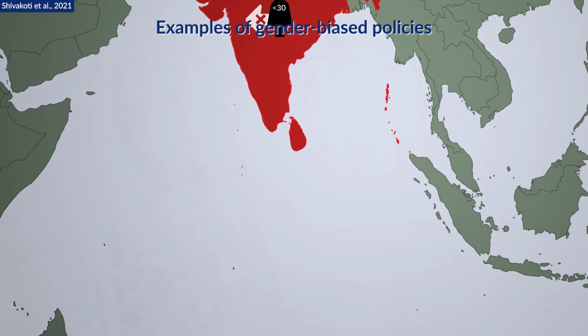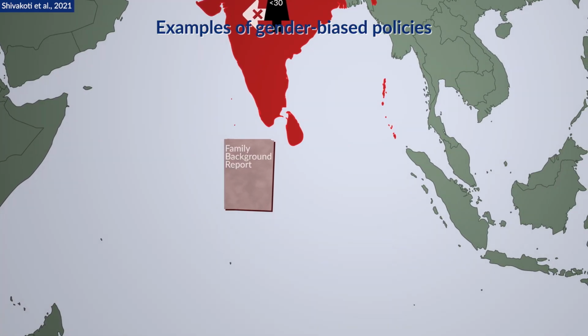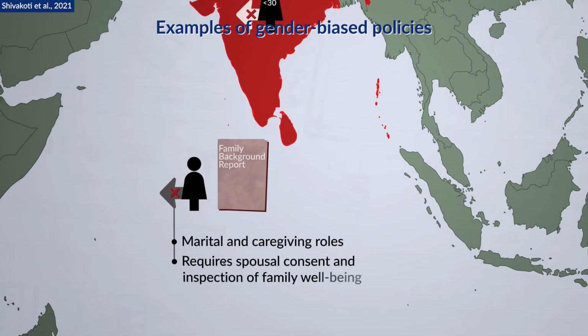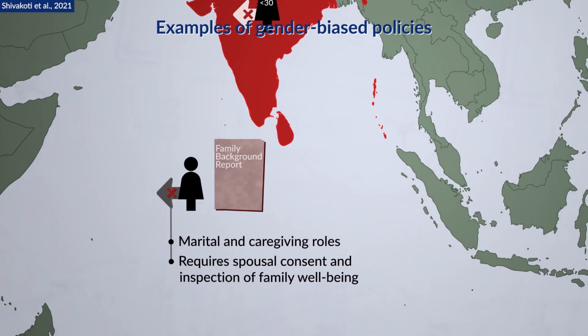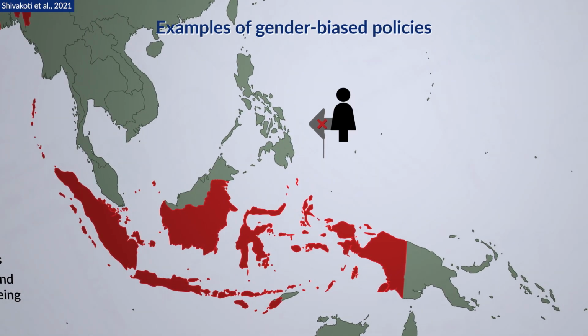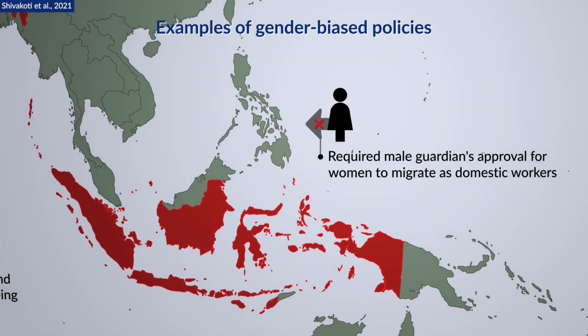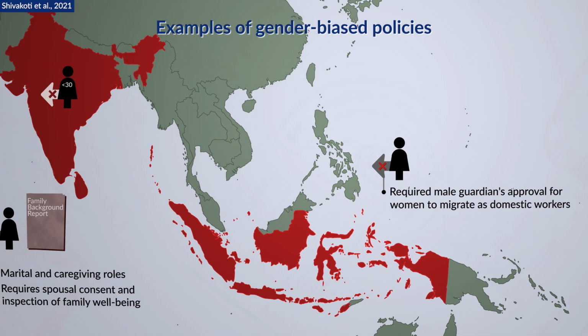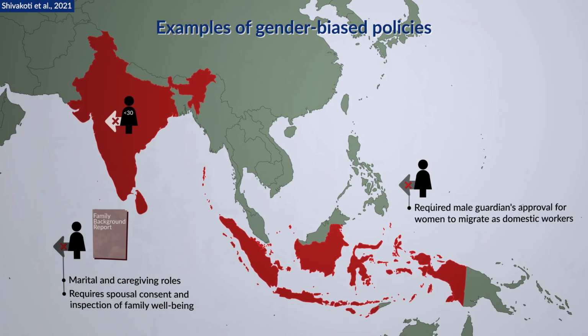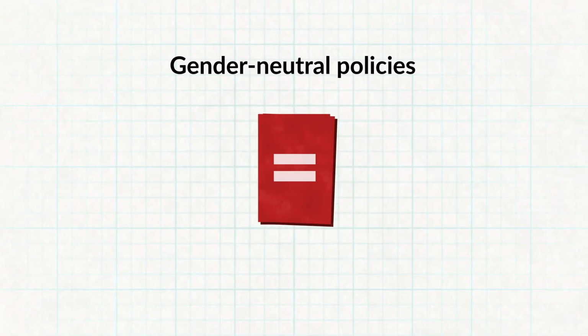In the Sri Lankan context, the Family Background Report there actually restricts women's migration based on their marital and caregiving roles and requires spousal consent and inspection of family well-being. So you can see that this is again very strongly restrictive towards women. In Indonesia, we see that policies have at times required male guardians' approval for women to migrate as domestic workers. So in many of these cases where we see these very specific restrictions, it's often restrictions on women or certain groups or categories of women to be able to migrate, often for domestic work and often in a Middle Eastern context. Let's talk about gender-neutral policies then.